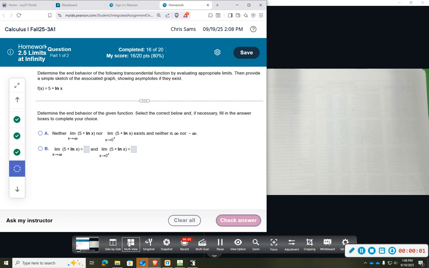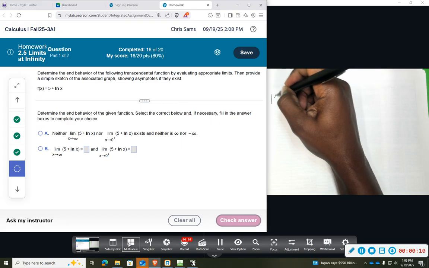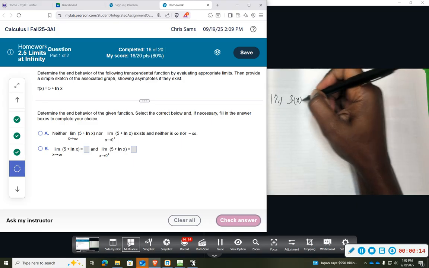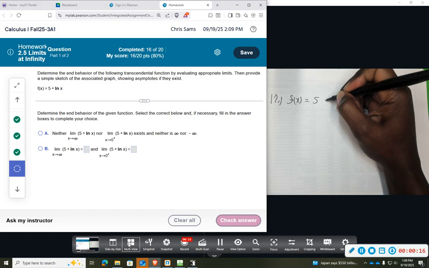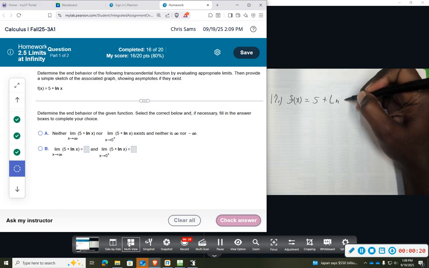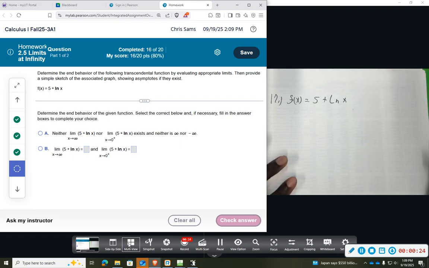All right, number 17, we want to evaluate the limits of this and provide a sketch. So this is f of x equals 5 plus ln, natural log of x. So this is one of our parent functions.